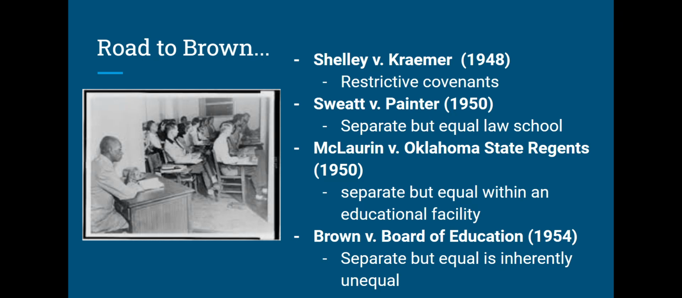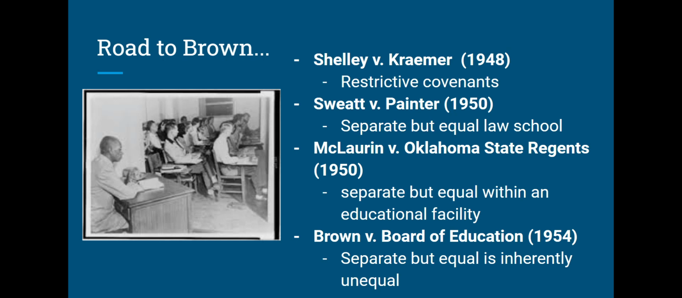Sweat versus Painter was a guy who wanted to go to law school in Texas, lived in Texas, no law schools that would accept black applicants. They would not even look at their applications. McLaurin in Oklahoma got into a college, was accepted into a white college, but was segregated within that white college. You can see this picture here of what we mean. It's kind of crazy, right? He's got his desk sitting out just outside the classroom. He was not allowed to interact or intermingle with the white students. So these cases come to the Supreme Court.